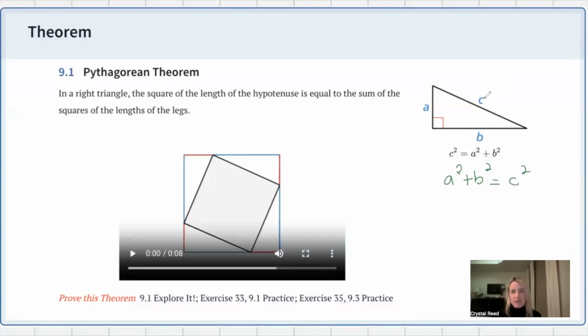The key thing though is that C, the longest side of your triangle, has to be the hypotenuse. It has to be the one that is equal to, okay? Otherwise, you're not going to get it correct.